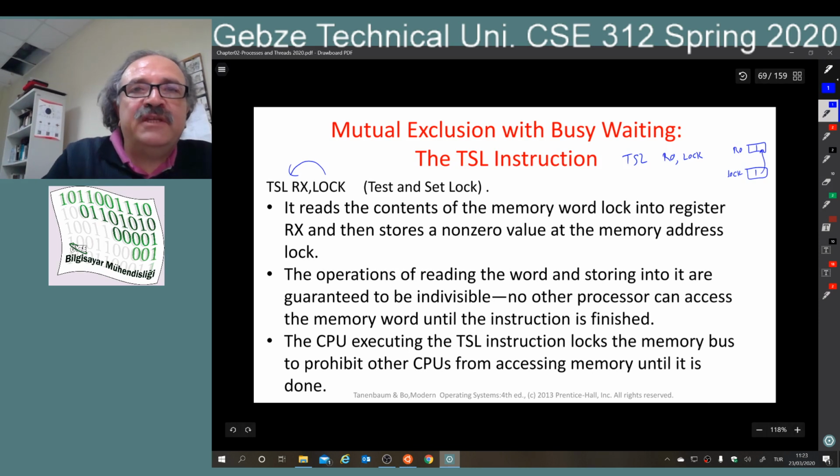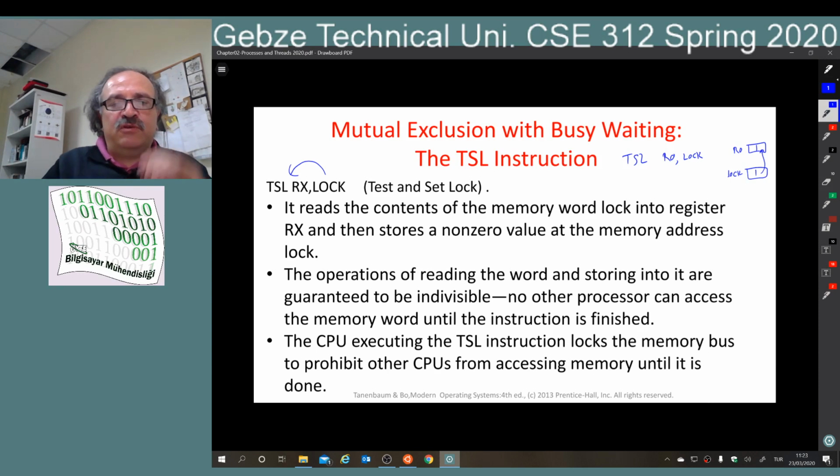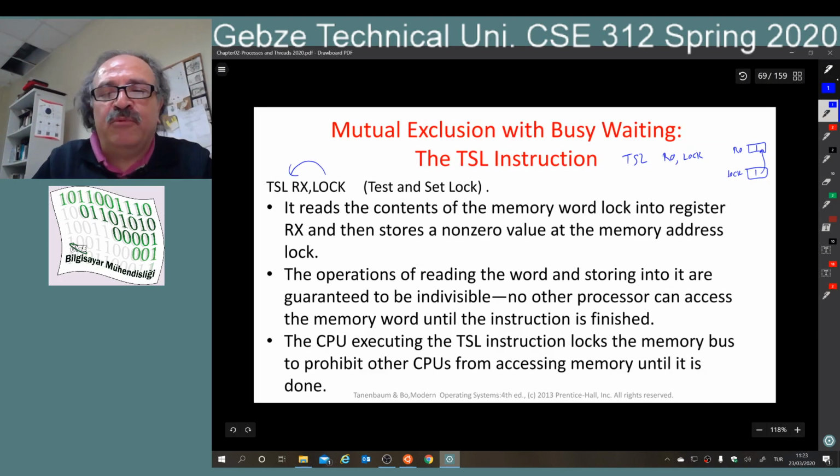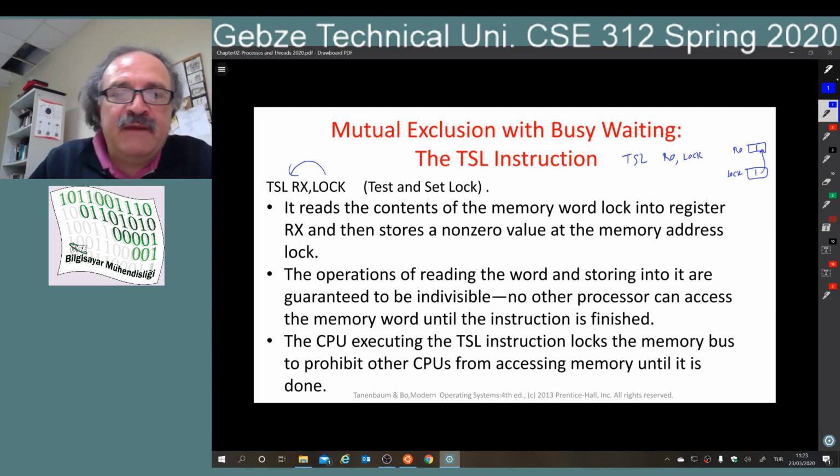The operations of reading the word and storing into it are guaranteed to be indivisible. There are no questions on it, okay? If the interrupt happens while I am doing this, then that's the problem of the CPU. There is a bug with the CPU. Okay, so how do they implement it?